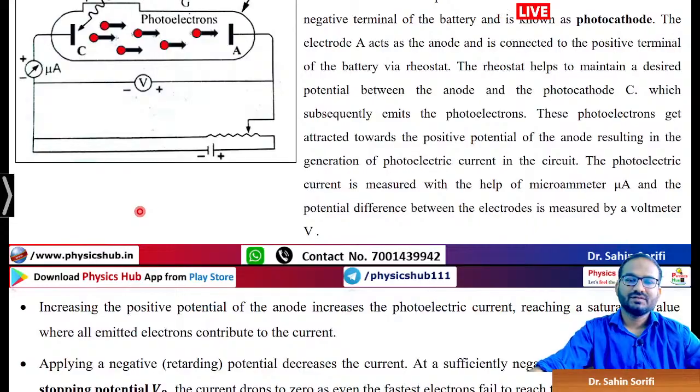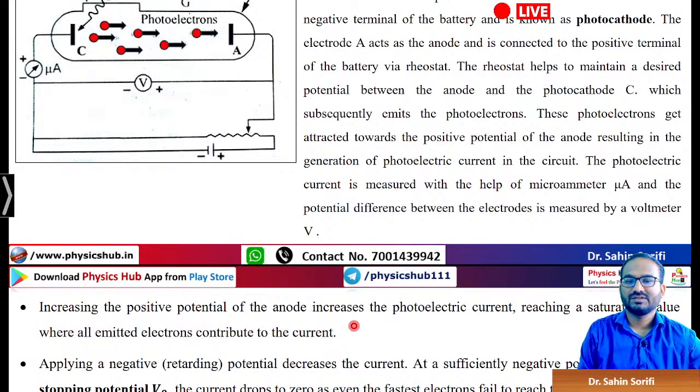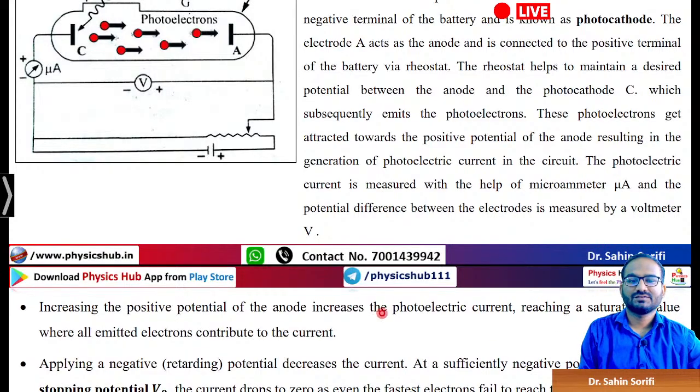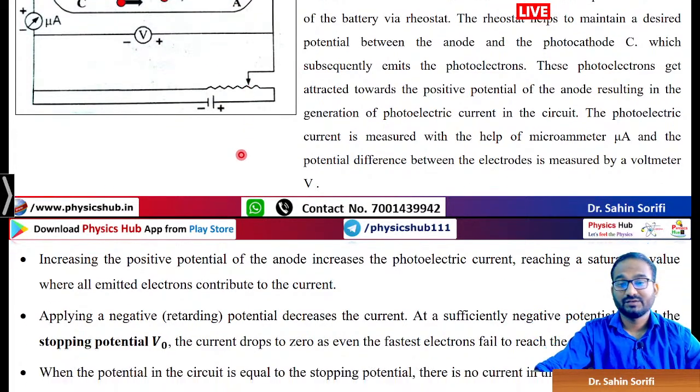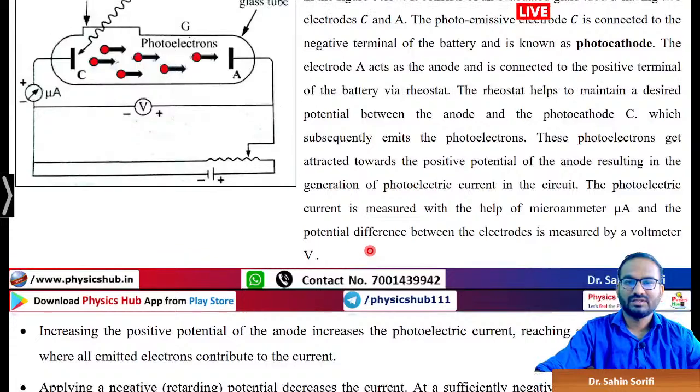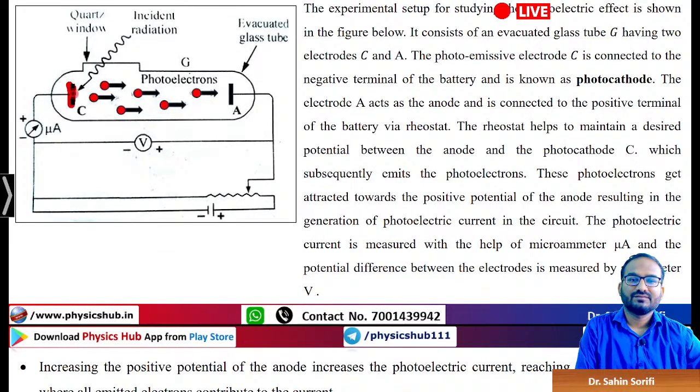Now some observations. Increasing the positive potential of the anode increases the photoelectric current, obviously, reaching a saturation value where all emitted electrons contribute to the current. So the more it attracts, the more electrons come, meaning photocurrent will increase. Applying a negative or retarding potential decreases the current. You see, this is negative, this is positive. Electrons are themselves negative, so negative is getting attracted towards positive.